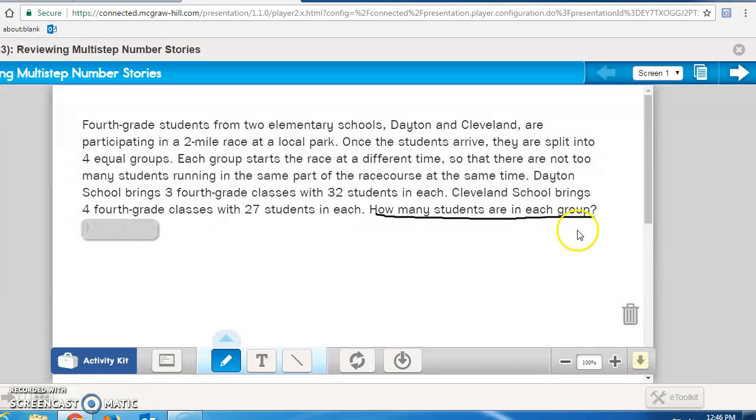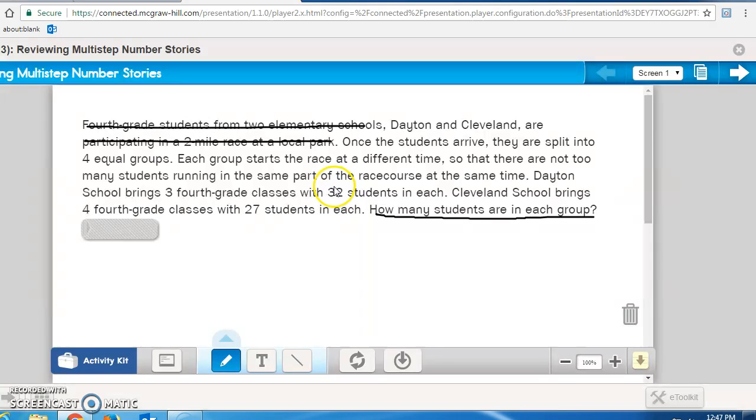Well, in order to find that answer out, I have to figure out how many students came to the race so that I could know the total number of students being put into groups. Then I'm going to have to figure out how many students would actually go in each group. So what makes this problem a little difficult? Well, as I look and read through it, I notice that I have numbers that aren't really important in order to solve this problem, like the fact that the 4th grade students are from 2 elementaries participating in a 2-mile race at a local park.